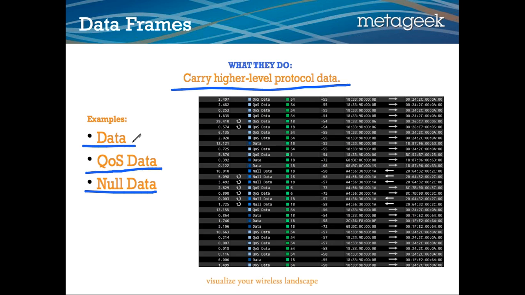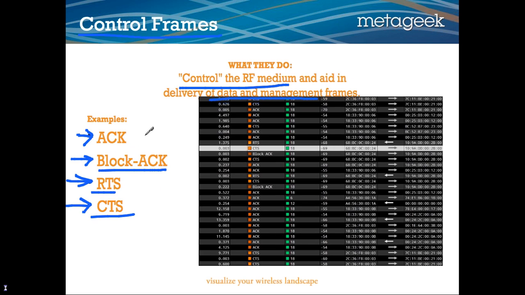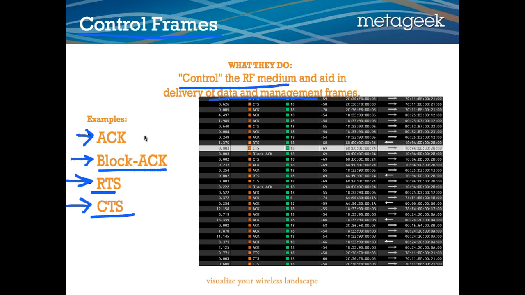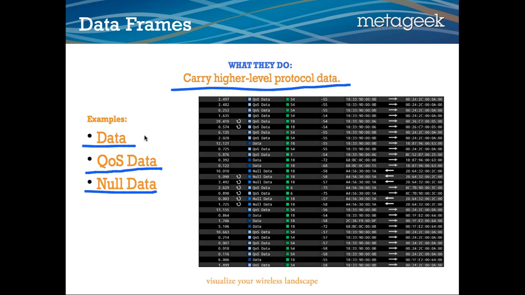They don't actually carry data, but they end up getting classified as a data frame anyway. These are the only frames that get passed over to the Ethernet side of the network. These frames are the only ones that traverse the access point and get through. The management frames and the control frames are Wi-Fi specific. We do not see them on the wired network. We only see data frames make it over to the wired network.